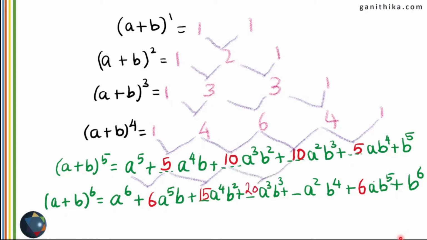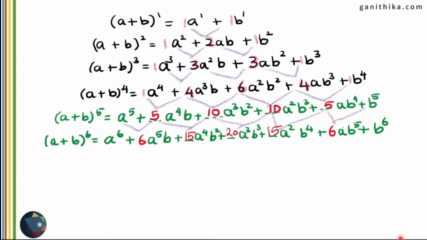Next, 10 plus 10 gives you 20, 10 plus 5 gives you 15, and 5 plus 1 gives you 6, and so on. The first and the last term will always have the coefficient of 1. Therefore, a power 6 and b power 6 in the extremes. We have 6, 15, 20, 15, and 6 in the middle terms. Now I am going to ask you to expand using this (a + b) power 6 row. Try to find (a + b) power 7. Pause the video here. Use this pattern and find all the coefficients.